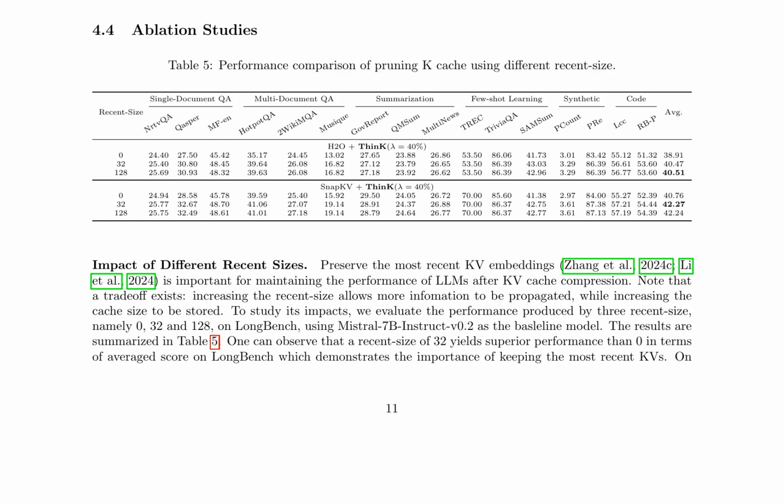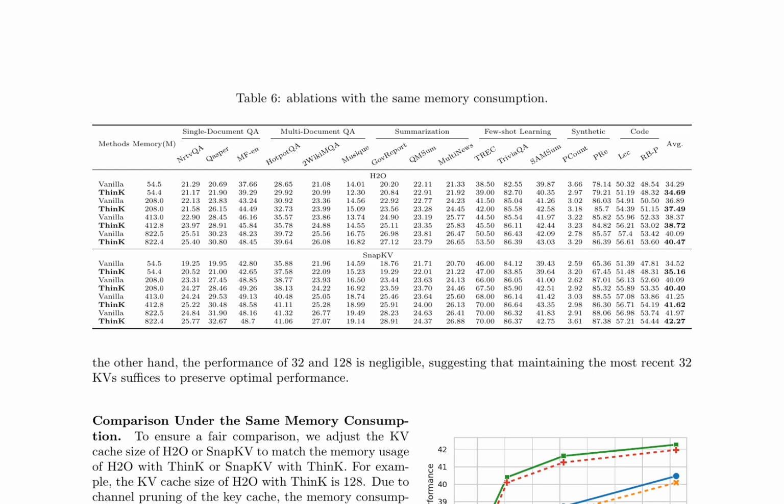The performance of ThinK is compared to H2O and SnapKV under the same memory consumption. The results show that H2O or SnapKV with ThinK deliver superior performance compared to H2O or SnapKV without ThinK while maintaining the same memory usage. This demonstrates that KV cache compression methods combined with query-based channel pruning can compress the KV cache more effectively and utilize memory more efficiently. Furthermore, the impact of pruning channels of the value cache is explored.